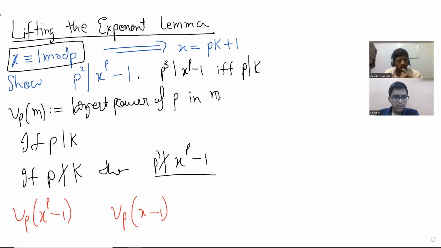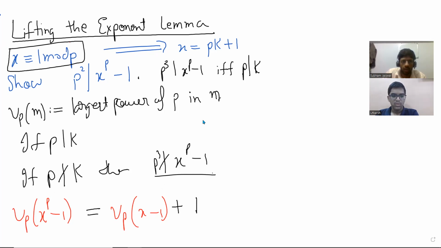Now, in order to make this precise, let us try to prove this result. Basically, we want to show that this is equal to this plus 1. That has been the pattern: the power of p that divides x minus 1, plus this power of p that is here, which is just 1.